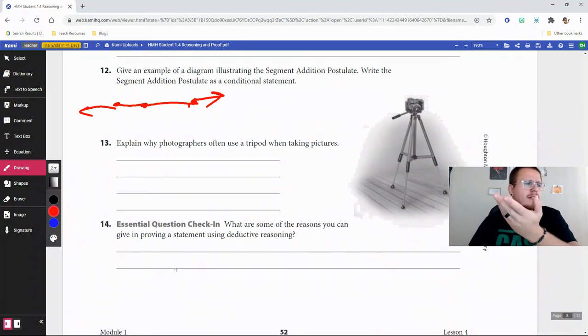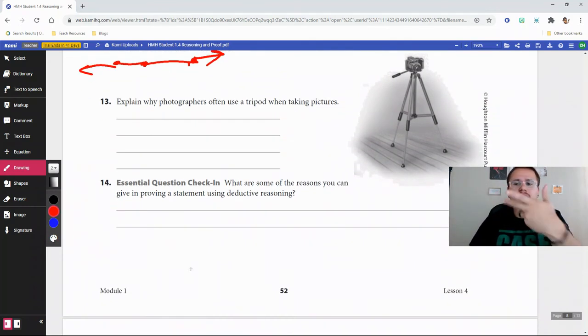What are some of the reasons you can give in proving a statement using deductive reasoning? Facts, definitions, postulates, properties, previously proven theorems. So anything that is known and accepted lets you prove it. So to keep that in mind, use things that are already true.